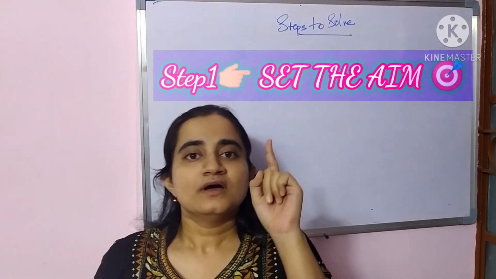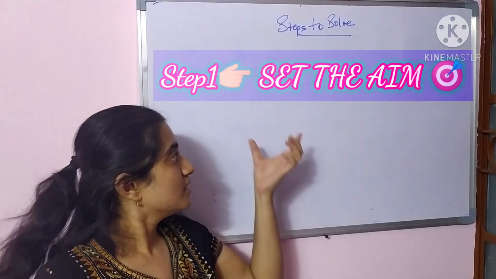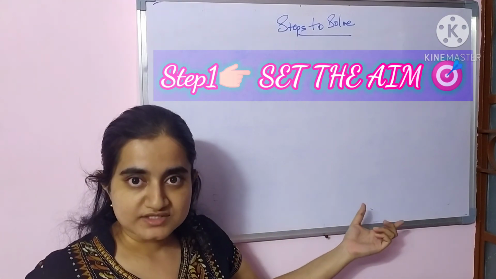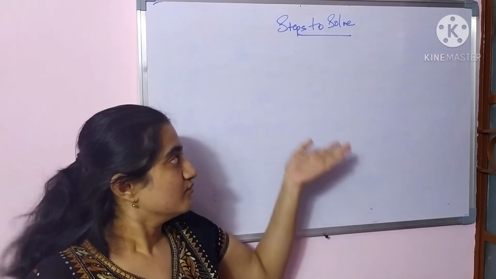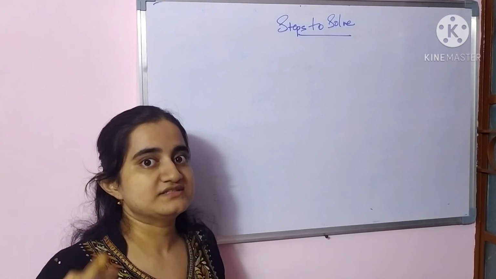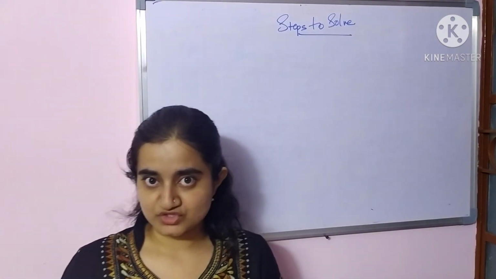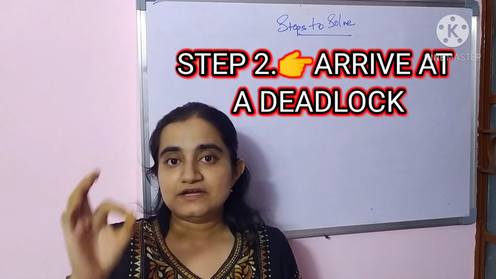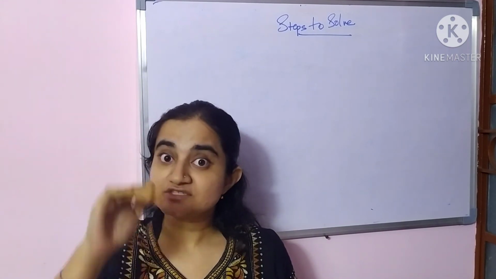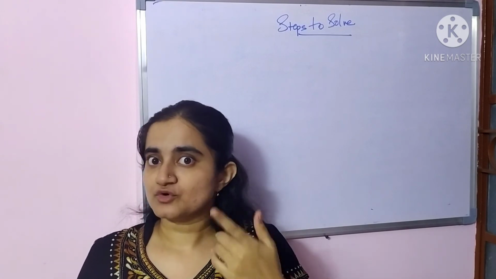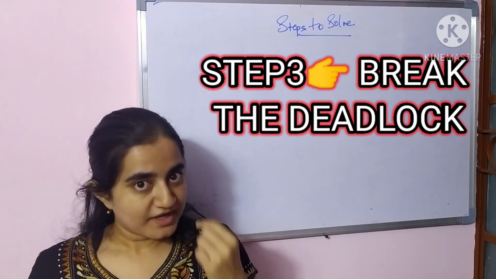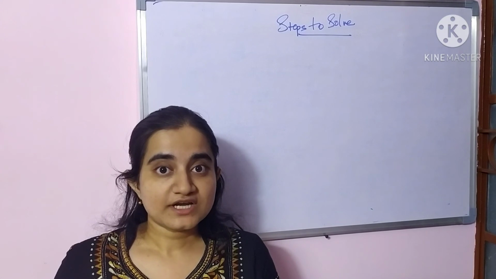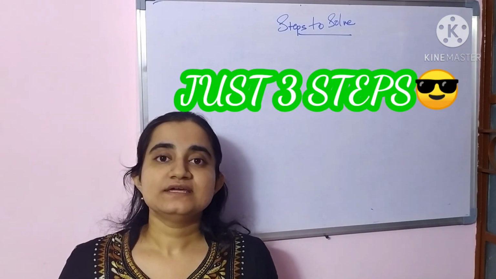Steps to solve the problem. The first step is, at first set the aim. We will set the aim of the problem: whether we have to reach from LHS to RHS, or we have to achieve the same answer for both LHS and RHS. So this is the aim we set before solving the question. Second, arrive at a deadlock. There will be a deadlock where you have to use the identity. So arrive at a particular deadlock and get stuck there. But you have to proceed, and to proceed, the third step is to break the deadlock. And to break the deadlock, there are two methods: in the highest question, we learned one method, and in the normal questions we broke the deadlock by using the identity. These are the three steps, and you will easily get answers in just three steps.